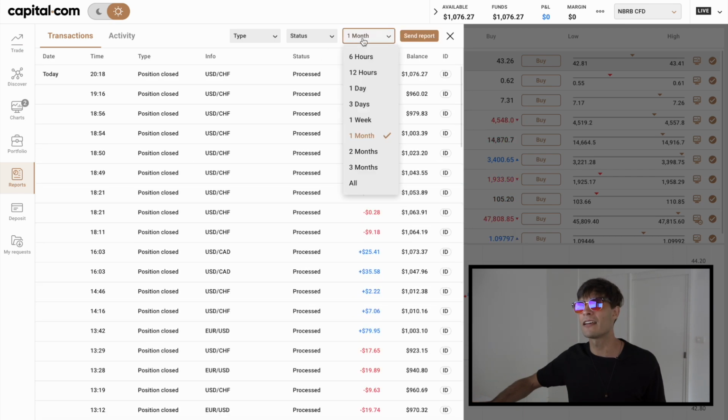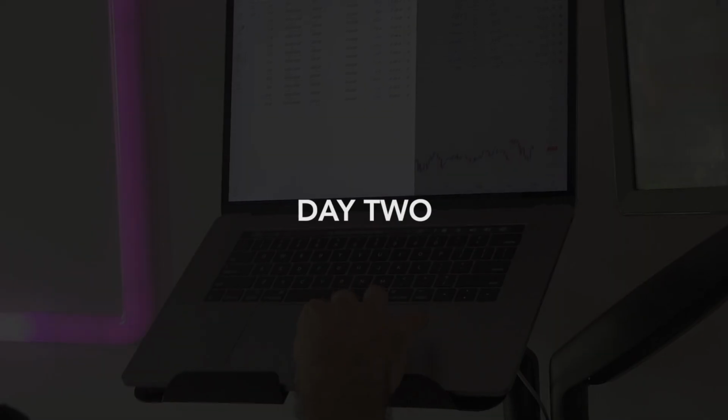As you can see, here are the trades we took. And that's about it for day number 1. I'll see you all for day number 2 tomorrow.